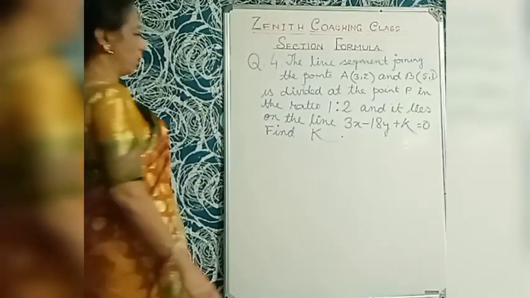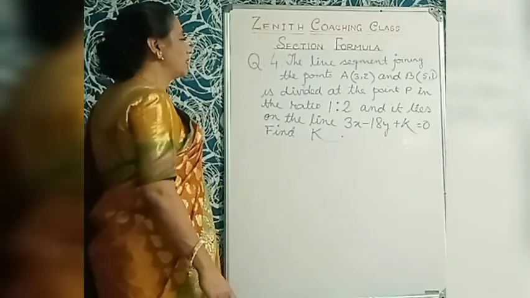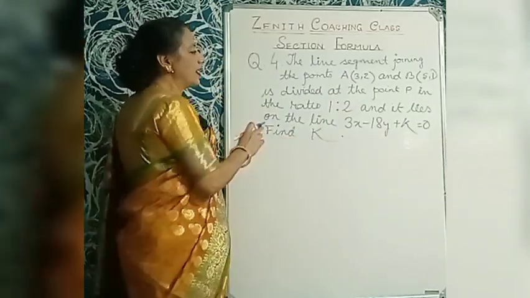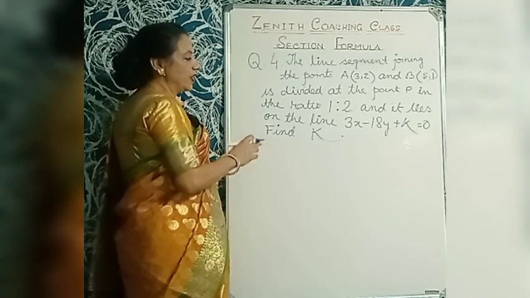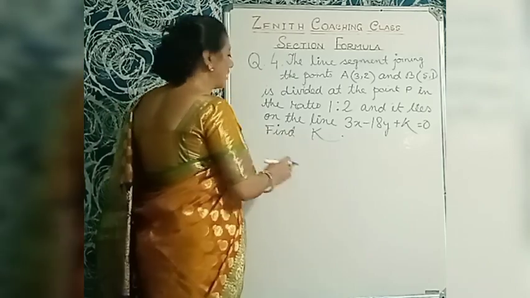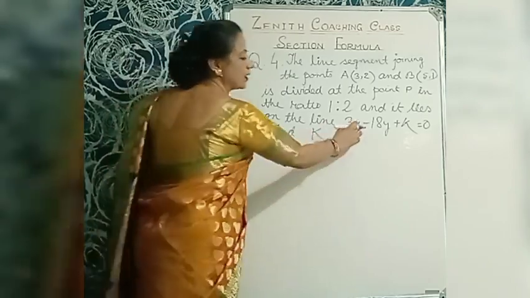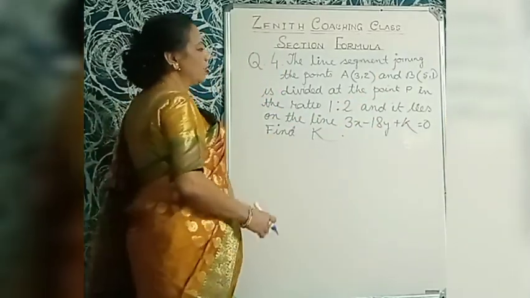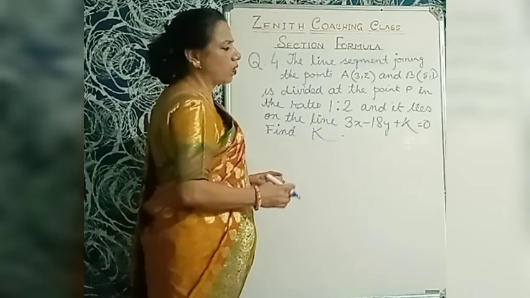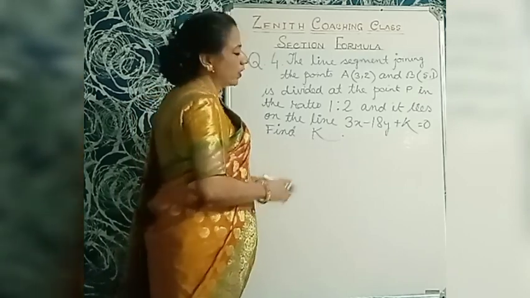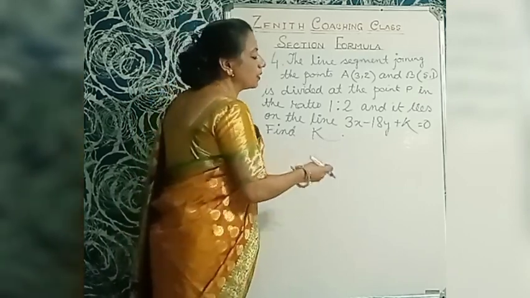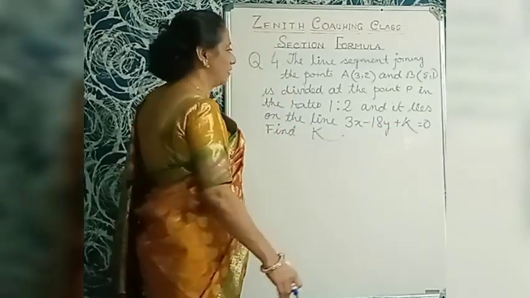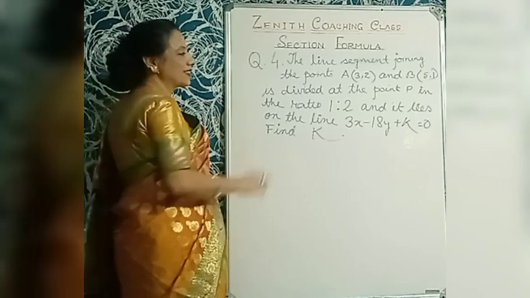Here is question number 4. The line segment joining the points A(3, 2) and B(5, 1) is divided at the point P in the ratio 1:2 and it lies on the line 3x minus 18y plus k equals 0. So find k. You are thinking that yes, we can find the coordinates of P, but how is it possible to find the value of k? It's possible, children, possible. Let me teach you the sum.